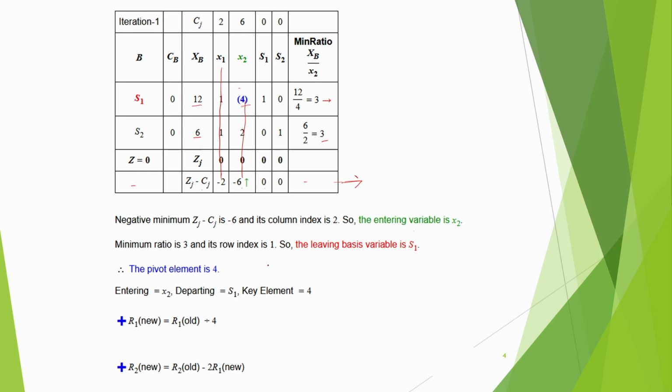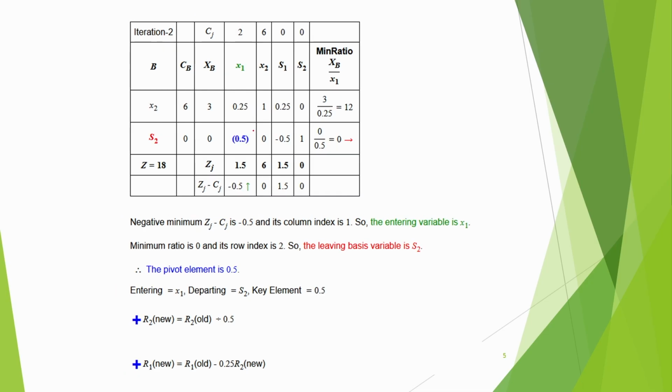So first thing is what? R1 new means R1 old by 4. That means the whole row has to be divided by 4 so that it becomes normalized, and the coefficient of x2 which will come here will become 1. And then R2 new means R2 old minus 2 R1 new. That means in the second constraint you have to multiply the whole thing by 2 and subtract in the s2 row, so that this becomes 0. So this procedure has to be done.